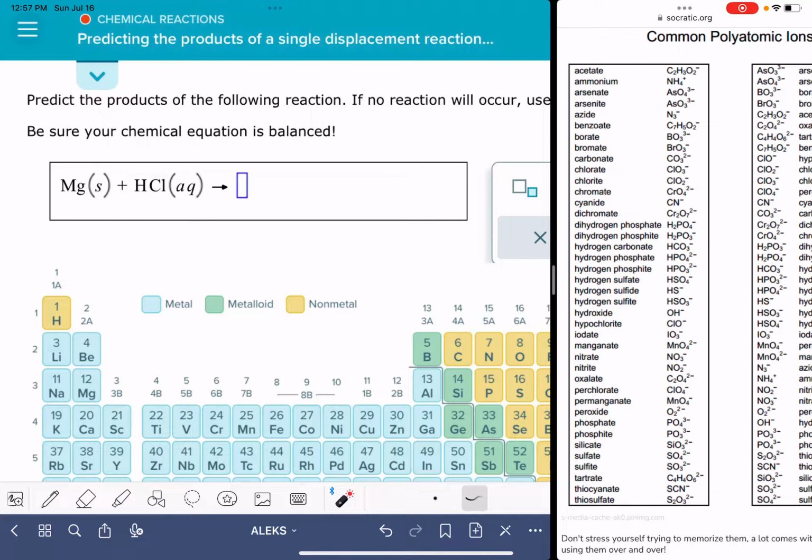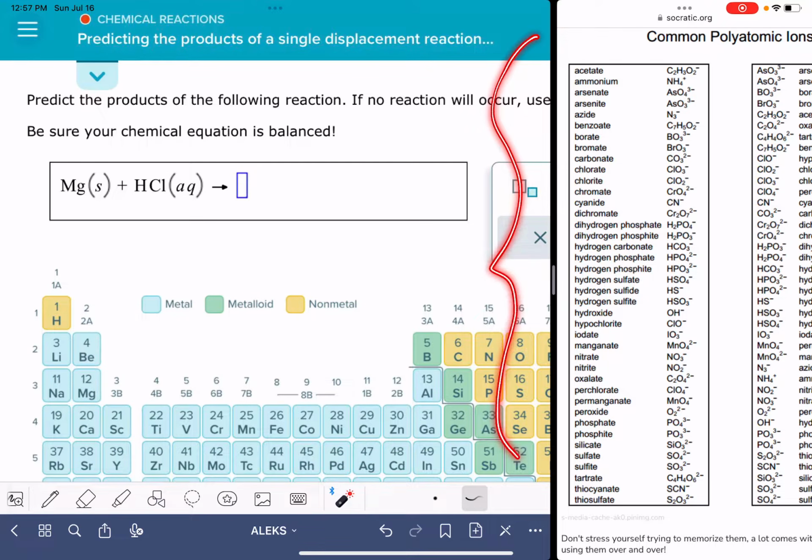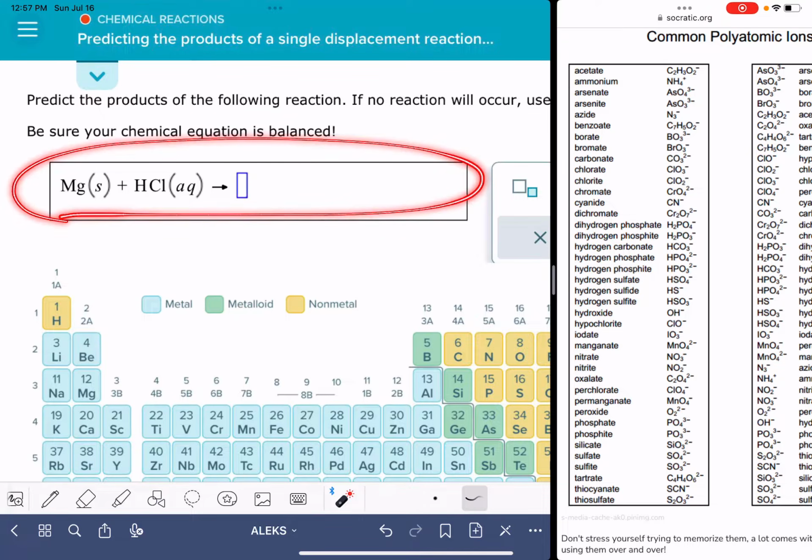In this video, I'll help you solve the ALEKS problem called predicting the products of a single displacement reaction involving hydrogen. To help you with this problem, you're probably going to want to have access to a periodic table and also a table of common polyatomic ions.